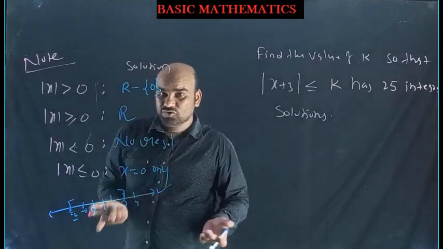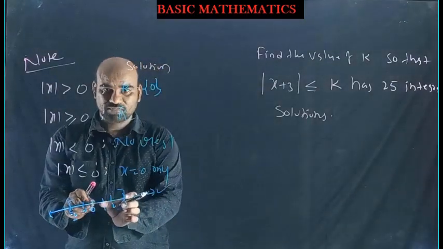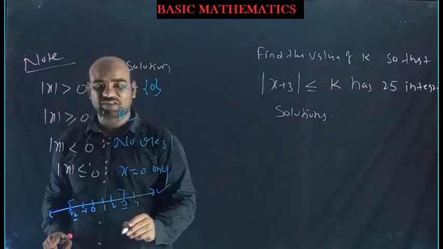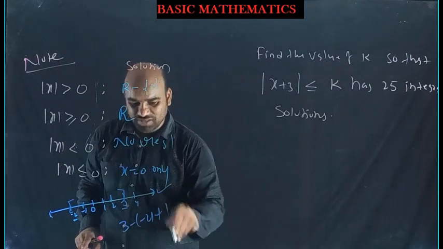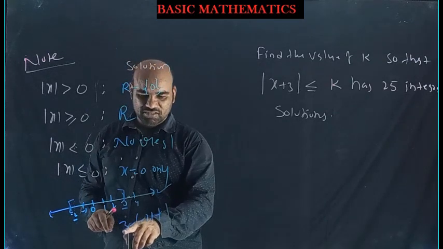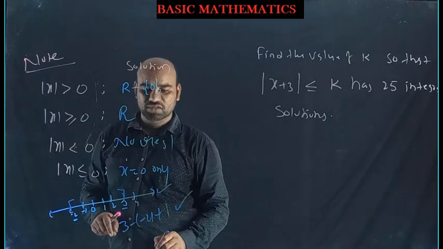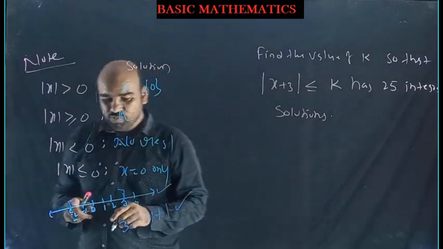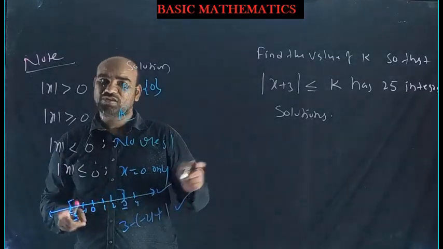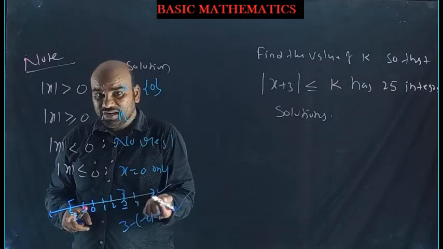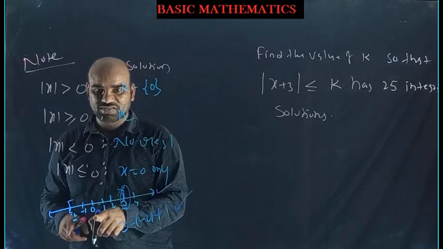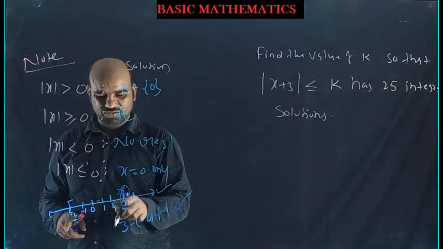But logically, I want to count. 3 minus (minus 2) plus 1. Integers between minus 2 and 3, including minus 2 and including 3: 3 minus minus 2 plus 1, total 6 only, no? So logical counting is important. How many integers are there between minus 2 and 3, including minus 2 and 3? So how can you write it directly, logically? 3 minus minus 2 plus 1 gives 6. 1, 2, 3, 4, 5, 6.